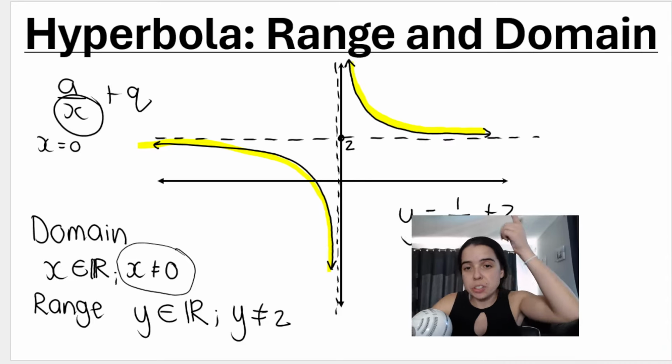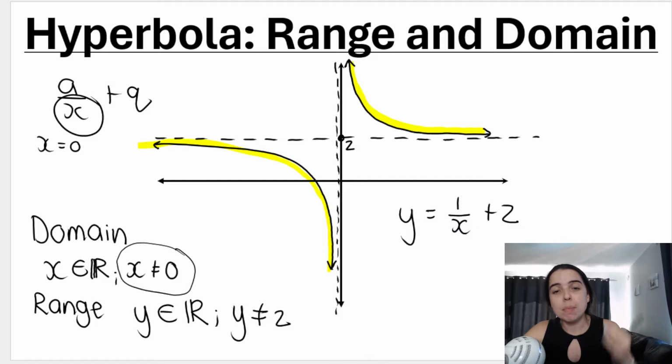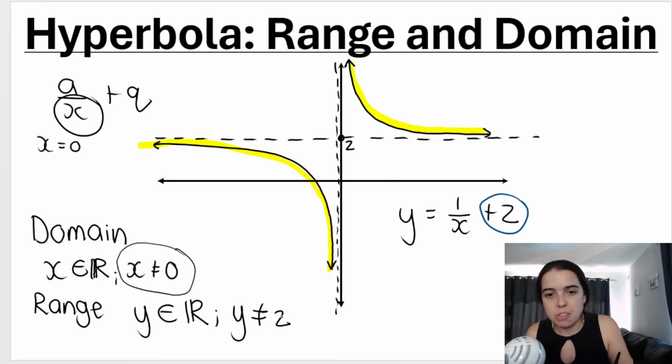So an equation for this function, for example, could be y is equal to 1 over x plus 2. The plus 2 is your q value. That is your horizontal asymptote. And when you state your range, you have to say that y cannot equal whatever that value is.